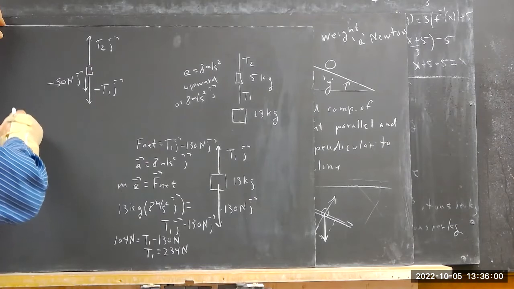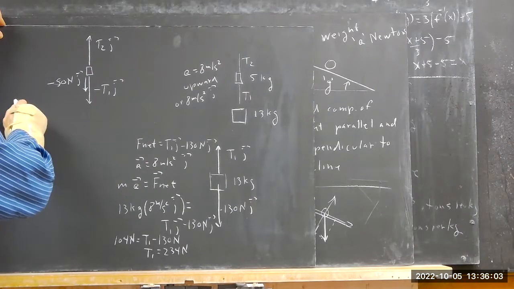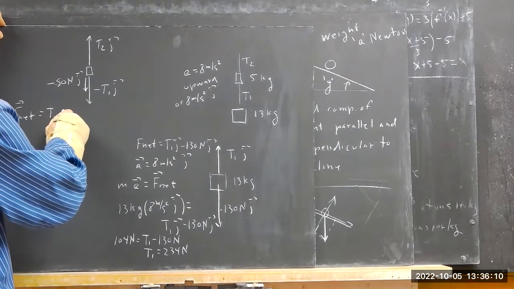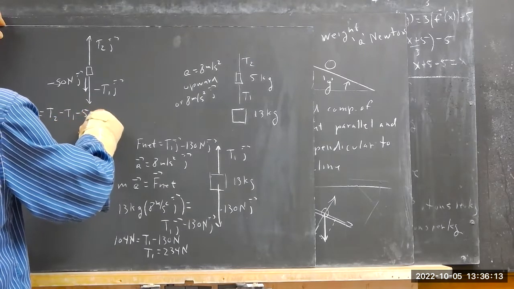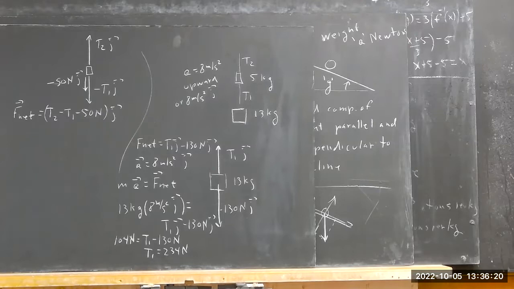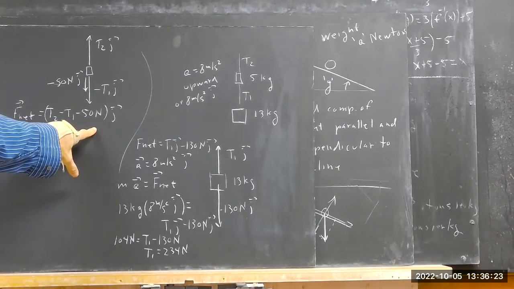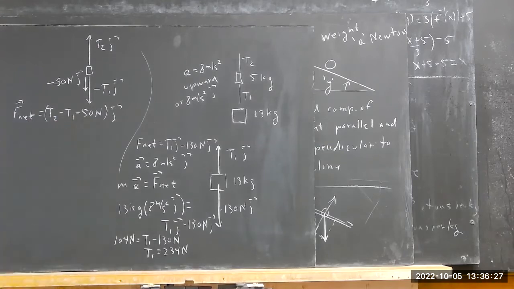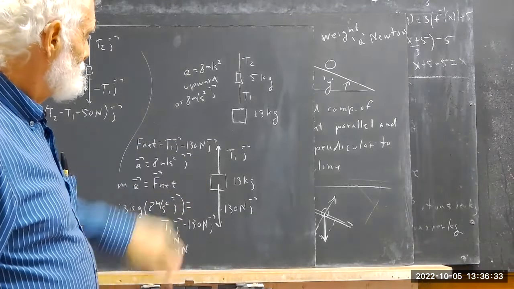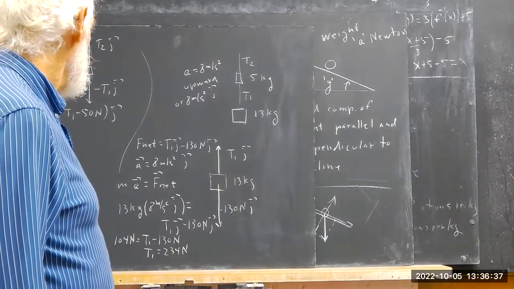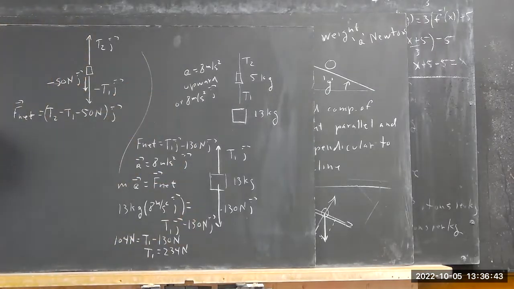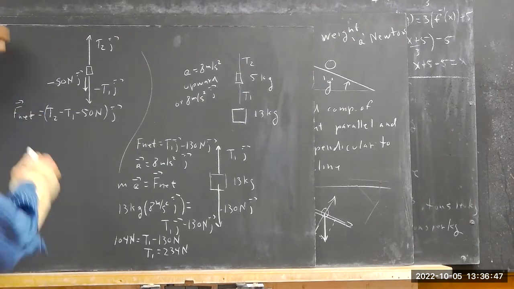F net equals, we'll go back to the J out immediately, because that's the expression you're going to end up using in the equation you solve. Now we know the T1 is 234 newtons.